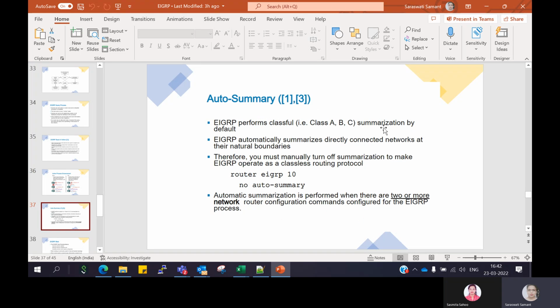What is auto summary? Auto summary is nothing but the summarization of classful networks. Router EIGRP, no auto-summary. By default it is activated, so you have to disable it. You need to enter this command, no auto-summary. Otherwise it will be summarizing the networks.